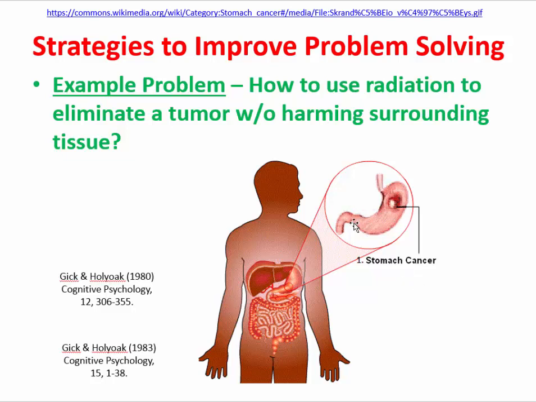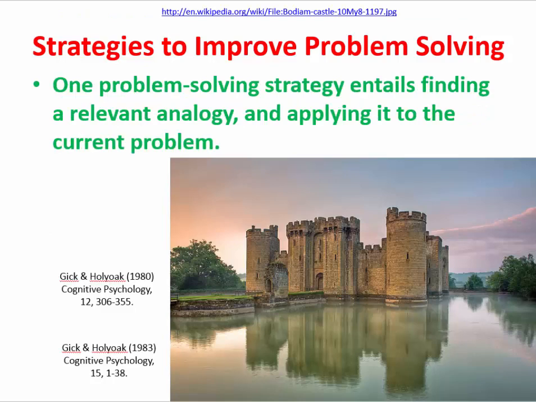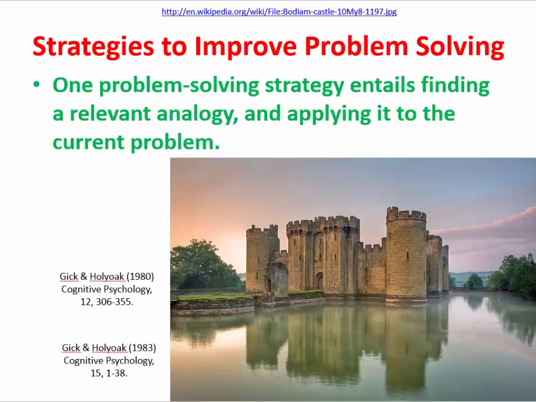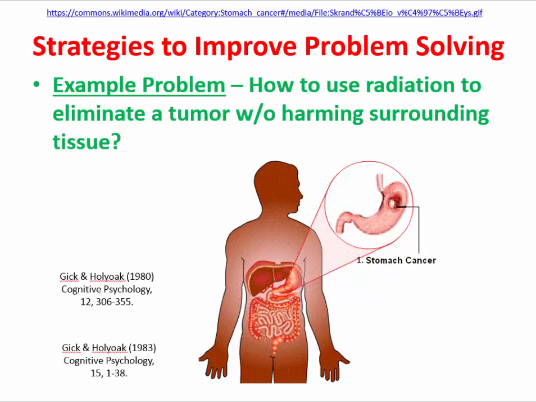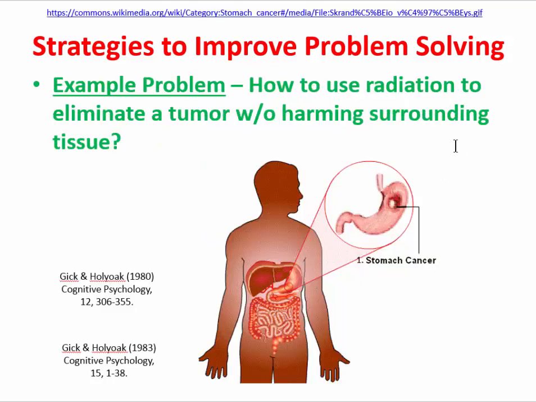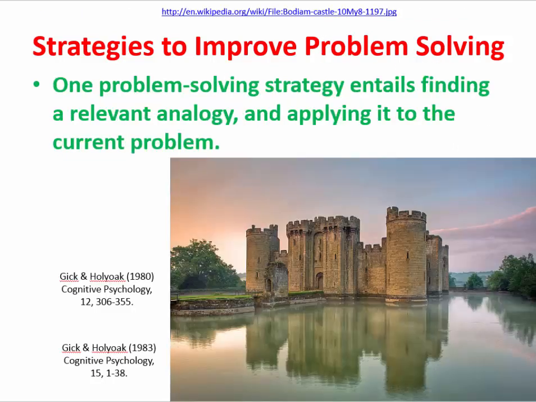An intriguing note about this study was that the participants were only able to see the relevance of this analogy from the militaristic point of view to the medical point of view if they were told in advance that this story would somehow help them in solving the problem. If they weren't told that this story would help them, many fewer people were able to see that there were relevant similarities between the structure of this problem and the structure of this problem. So to summarize, we can say that one of the strategies for problem solving can be to find a relevant analogy and think about how you might apply it to the current problem.